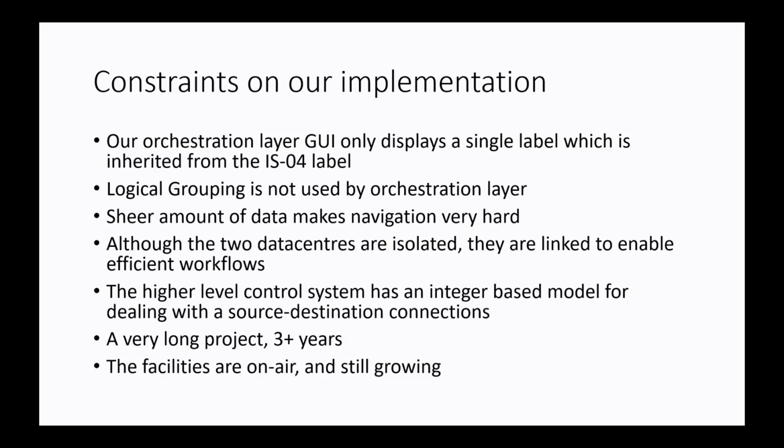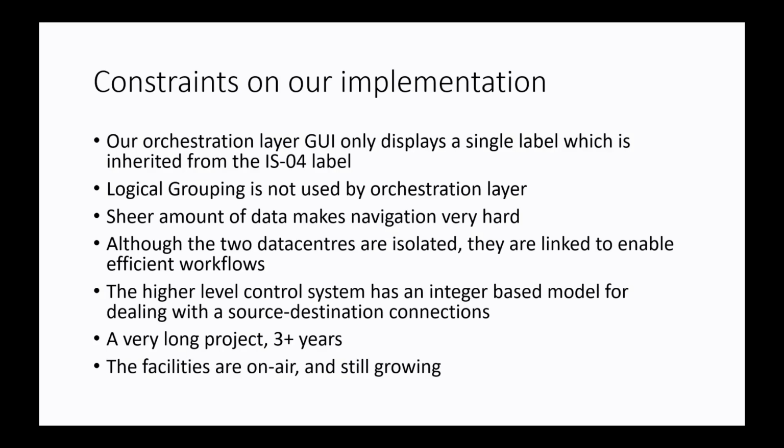So, some more constraints. Our orchestration layer GUI only displays a single label for an object. You've got to drill down if you want to find out more stuff. And that label in NMOS terms is inherited from ISO 4. We can override it, but the big problem is when you're adding lots and lots of items, how do you actually figure out what's what? And I'll come back to some examples of how labels can be really confusing.